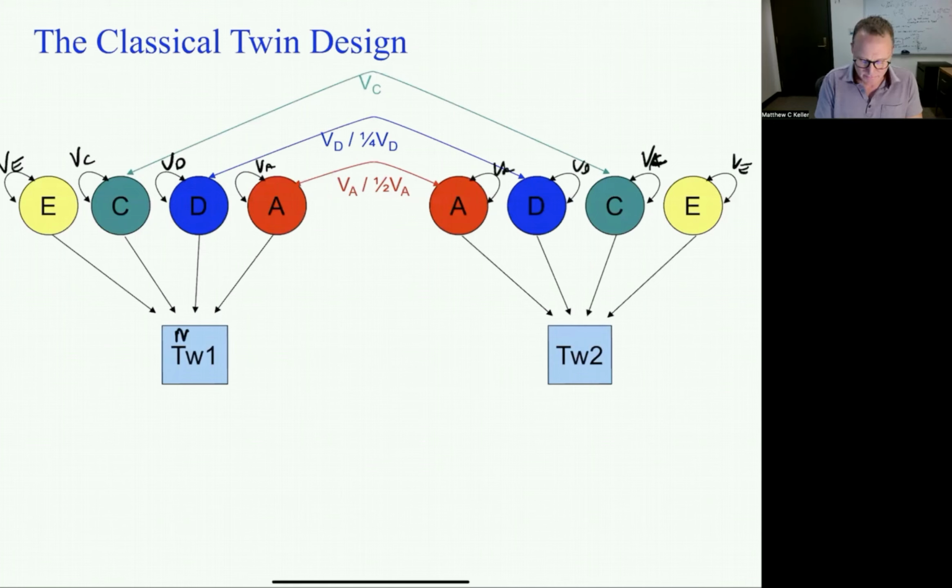MZ twins, we had MZs here, would share the full effects of VC, the full effects of VD, and the full effects of VA, the additive genetic variance. Only the unique environmental effect, VE, would be unshared between MZ twins.